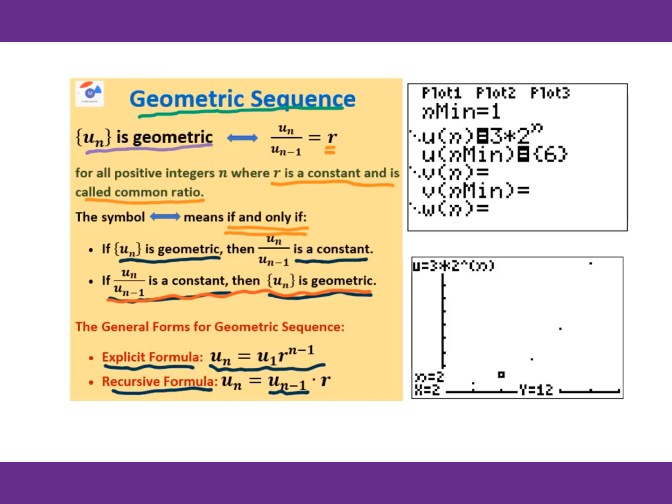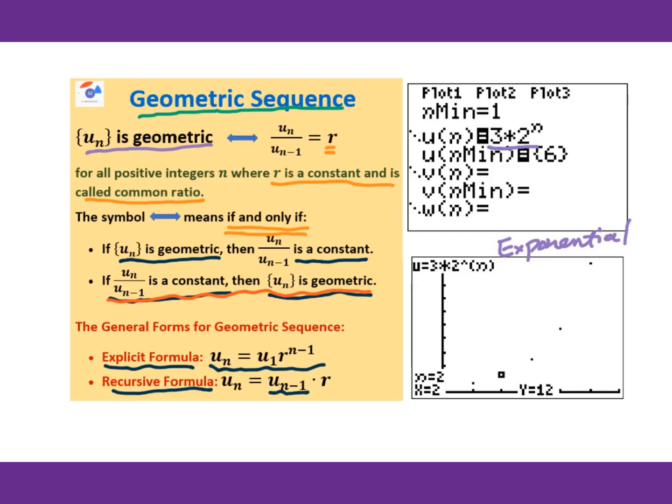The graphing calculator can graph geometric sequence. For example, we put 3 times 2 to the nth power. Then from the graph, you could see this is an exponential function. The domain will be natural number.